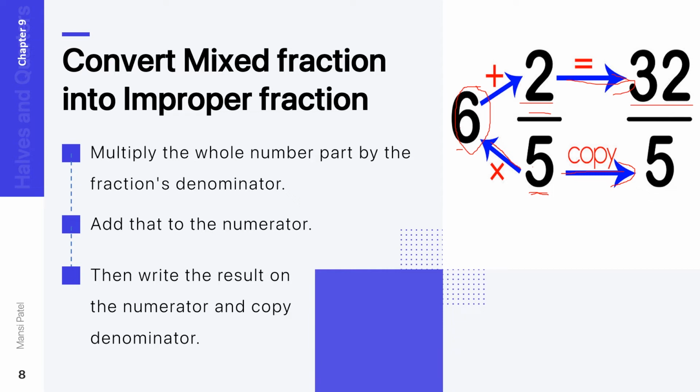Let us see another example. If the number is one integer 3 upon 7, then first you have to do the multiplication of 1 and 7. So 1 seven is 7, and then in this 7 you have to add 3. So 7 plus 3 is 10, and the denominator you write down as it is. So your answer is 10 upon 7.